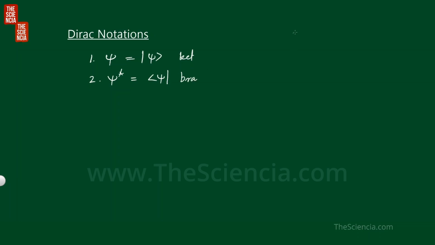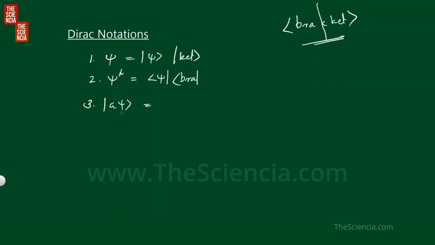See, it is like a bracket. See, this is a bracket. A bracket looks like this, and we separate this as bra and ket. Okay, this is ket and this is bra. See, it's a bracket.